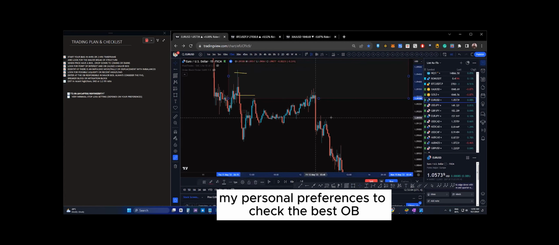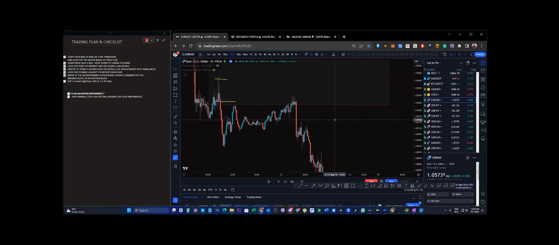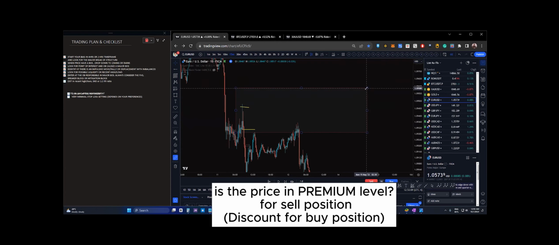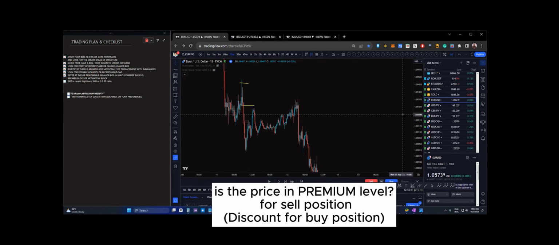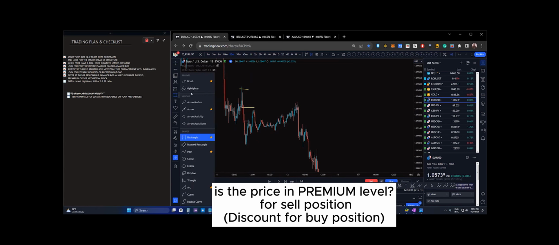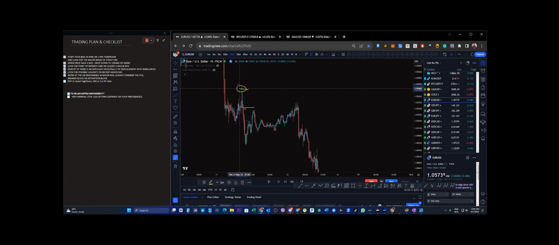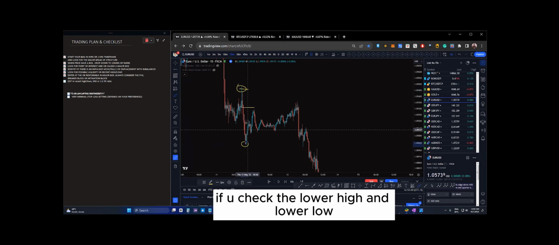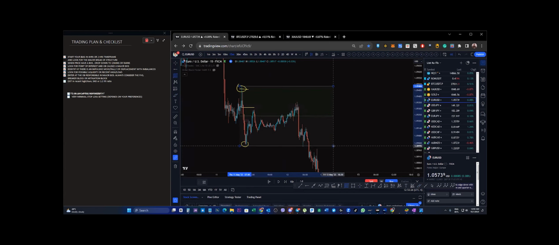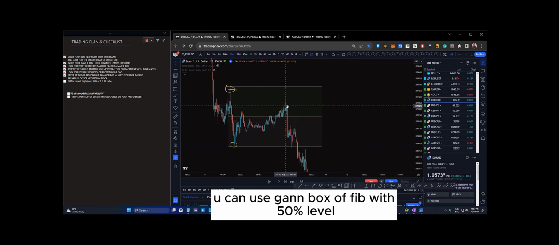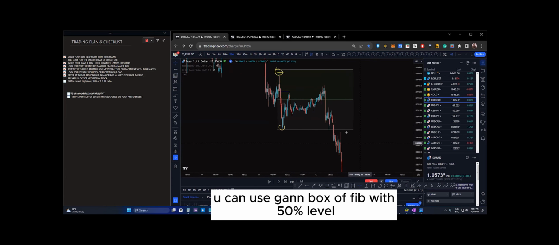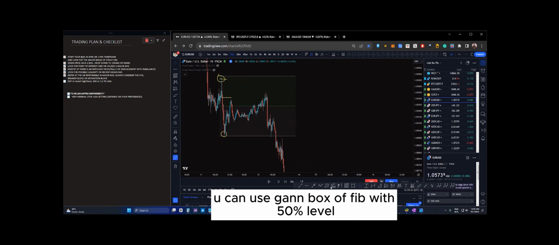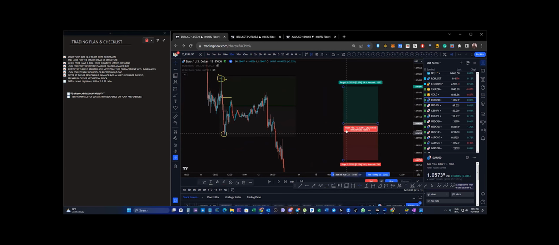So, dito tayo. Tumama ba? Yes, tumama. And then, nasa premium price ba siya para maganda mag-sell? Yes, nasa premium price siya kung i-check mo ang high and higher, lower high and lower low nito. Okay? Kung ginamitan natin ng 50%, gunbox ang ginamit ko, you can use also fib, tumama siya sa premium. So, kung ikaw ay dito, mag-sell ka, okay?